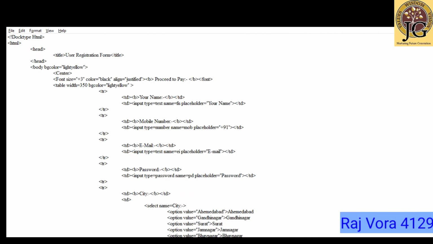To make this web page display the message proceed to pay, first of all, we used a center tag to display that message in the center and the font tag for font size, color and alignment. Then we used a BR tag for a new line. In the new line, we created a table. In the first row, we entered your name and in the same row but in the second column, we used an input tag with type equal to text attribute, name for naming it and placeholder attribute for showing this.